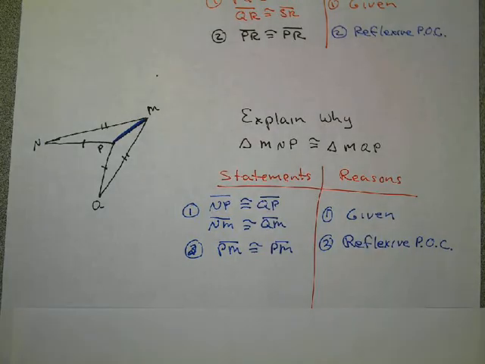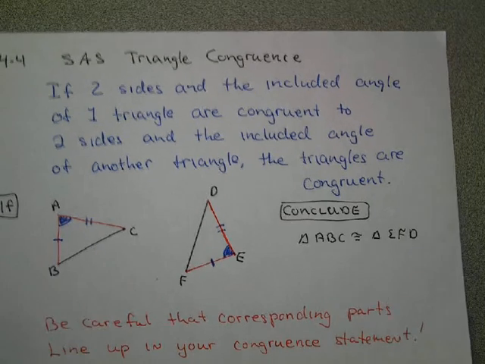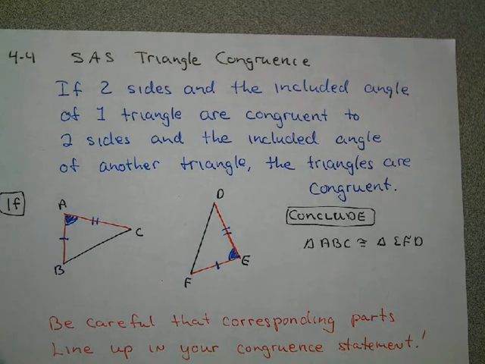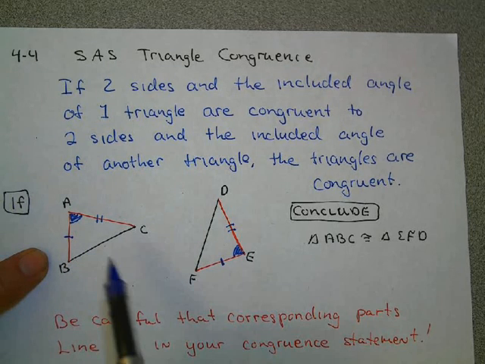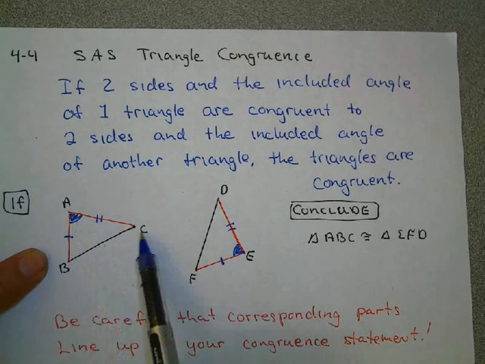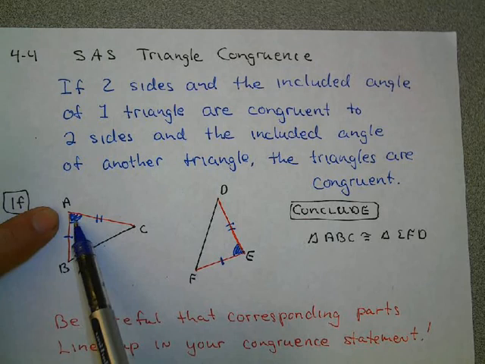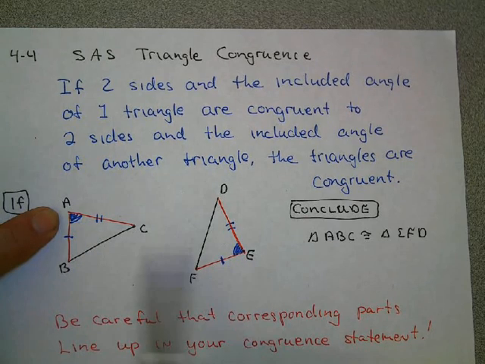Now the next theorem we have is the side-angle-side congruence theorem. And that says if two sides and the included angle of one triangle are congruent to two sides and the included angle of another triangle, the triangles are congruent. So you might see pictures like this. I've got triangle BAC. Notice that I've got this marked as the same in both these triangles. So I've got two sides and the angle in between them. It's got to be the angle in between the sides.